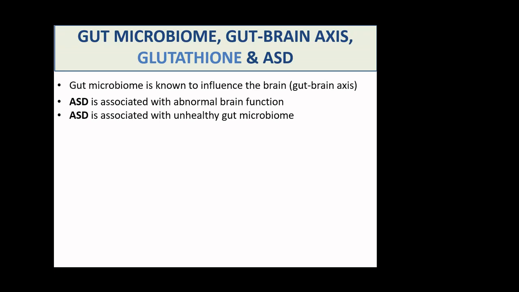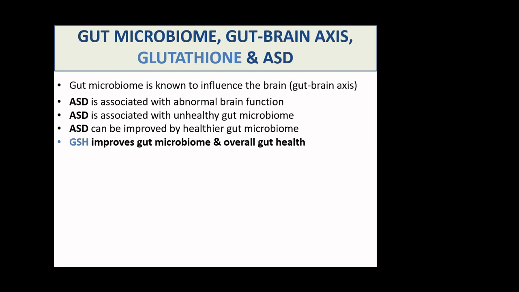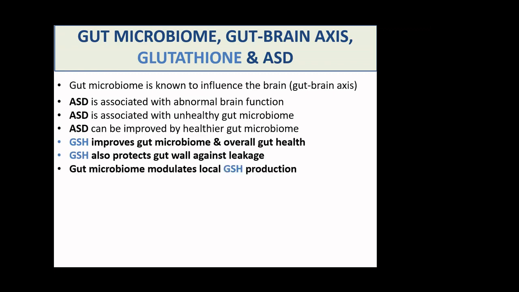Now we're talking about ASD being associated with unhealthy gut microbiome, subject number 2, and the two are connected. There's a gut-brain axis, so the brain is unhealthy and the gut is also unhealthy. ASD can be improved by a healthier gut microbiome. Glutathione improves gut microbiome and overall gut health. Glutathione also protects the gut wall against leakage, and the gut microbiome itself modulates local glutathione production. So there's an intimate relationship between gut microbiome and glutathione.